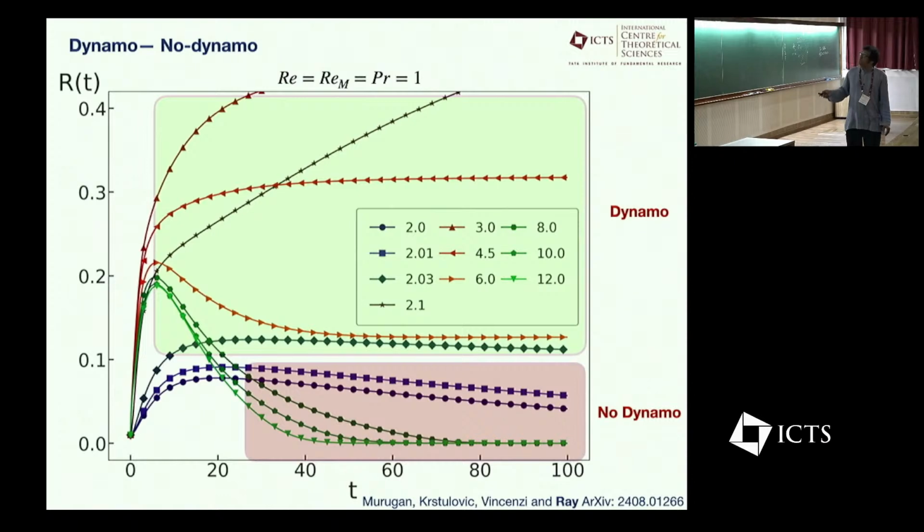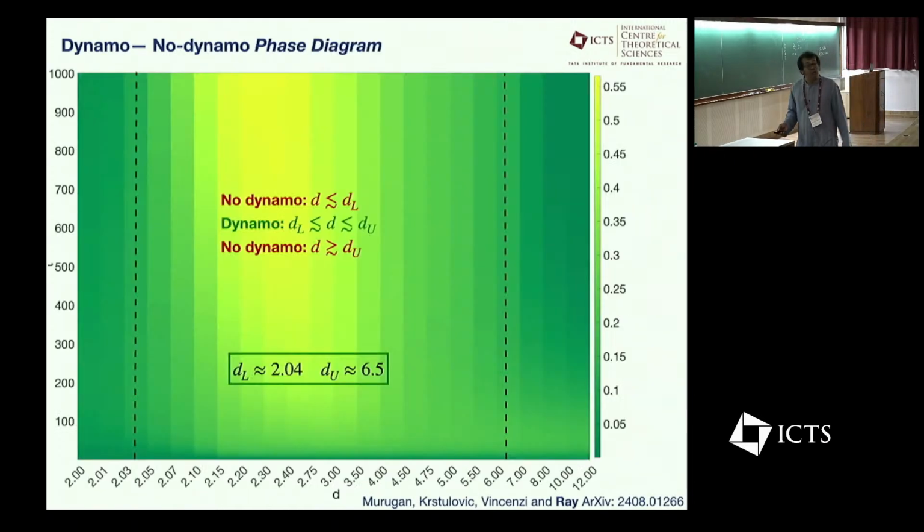So you clearly see a dynamo and a no-dynamo phase as you work with the system in different dimensions, which allows you to have the following phase diagram. So this is dimension, this is time. One should really look at the top of this graph, and you see that there is a dimension which is 2.04, and there is a dimension which is around 6.5, between which you have a dynamo phase, and on either side you don't have dynamos.